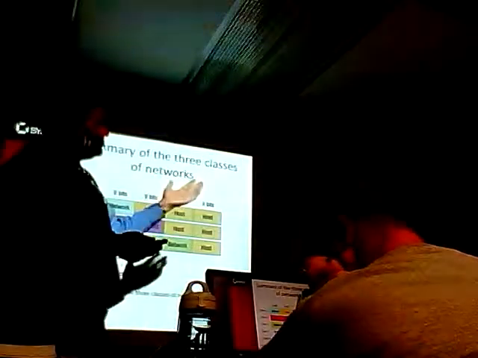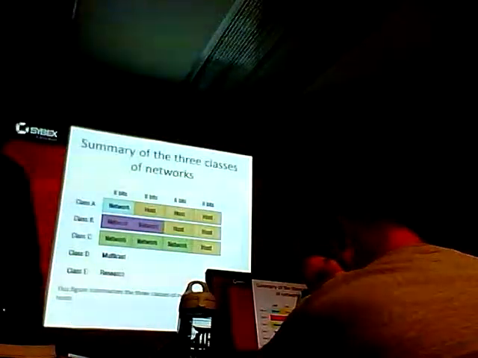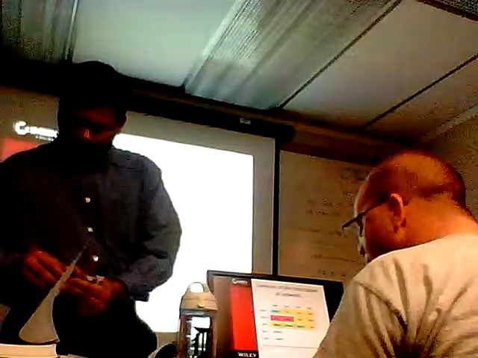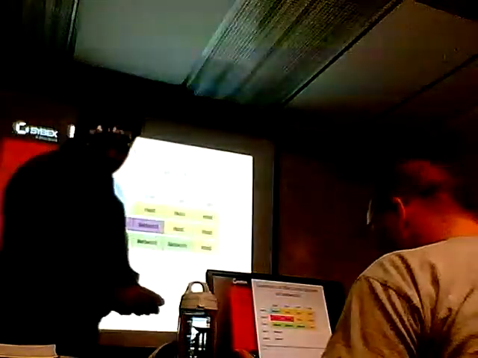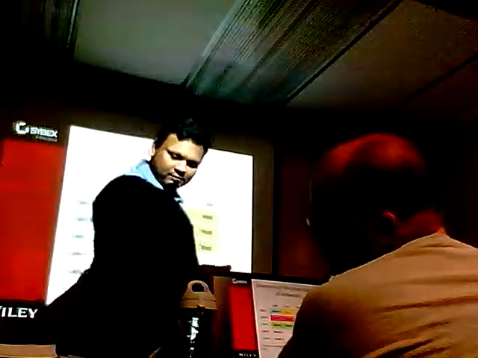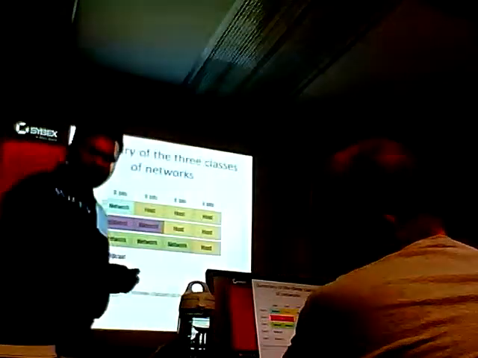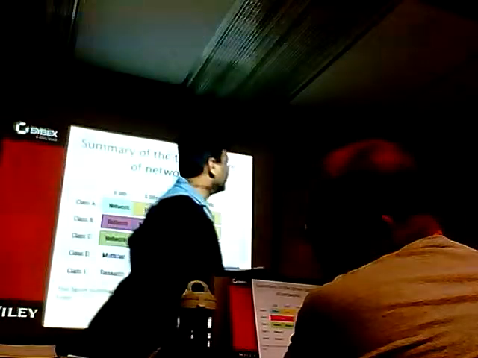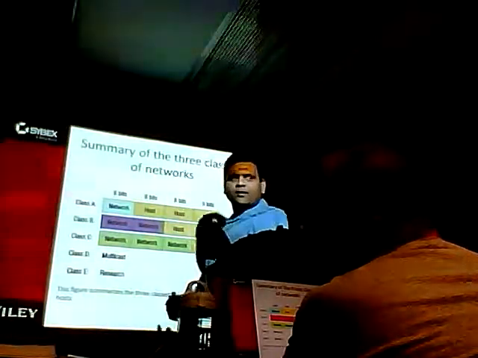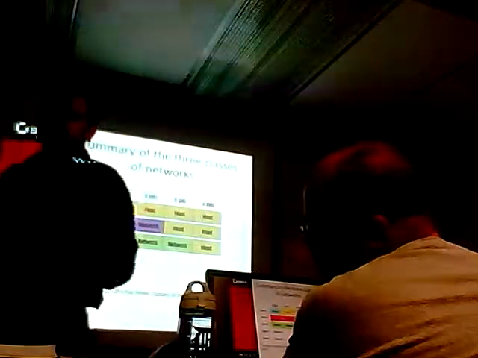So that's what the class A subnet mask is made for. Also, they have CIDR, classless inter-domain routing. That's what it's called when you put the slash.